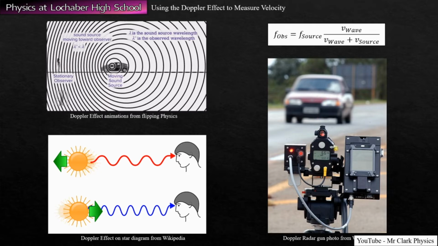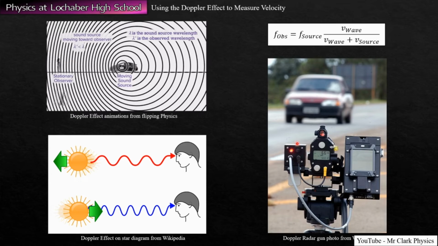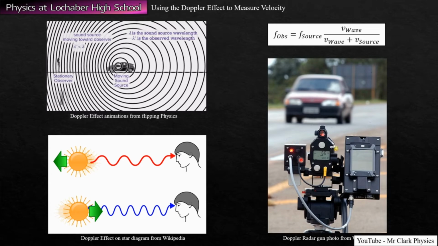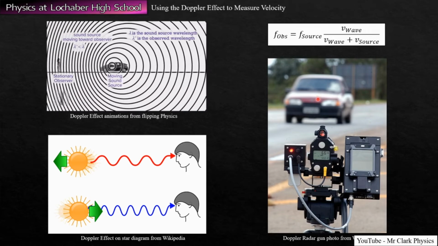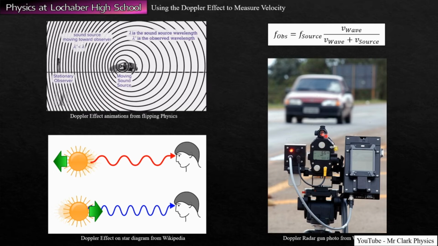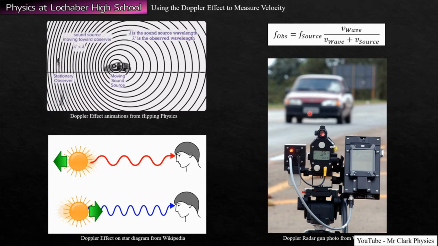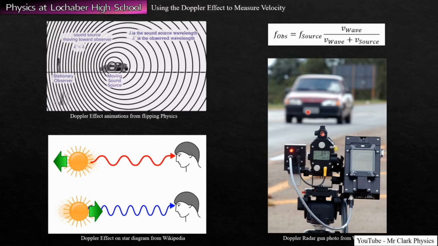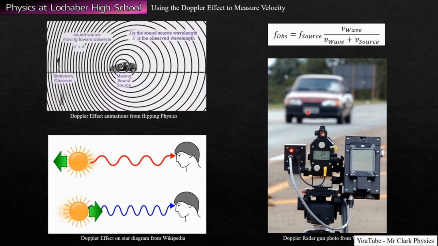So a radio wave gets sent to the car, it gets reflected back, and the receiver looks to see how the frequency has changed. The greater the speed of the car, the greater the Doppler shift. And if the speed is too high for the particular setting, the rest of the equipment takes a photograph of the license plate, and that allows the police to send a speeding ticket to whoever's breaking the rules.